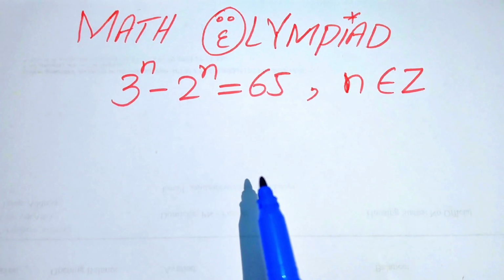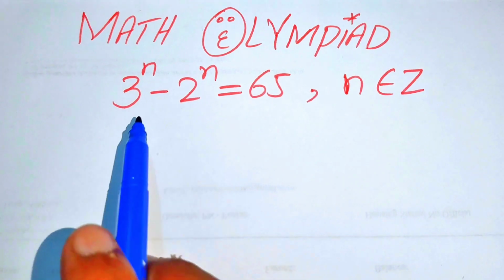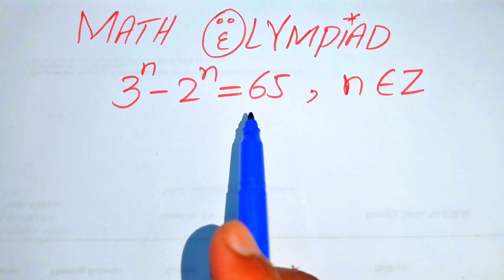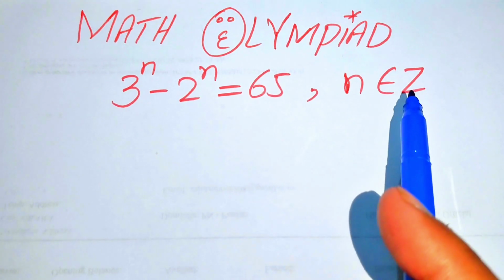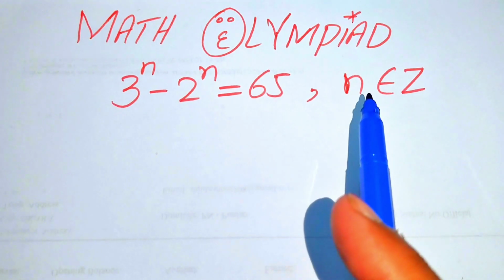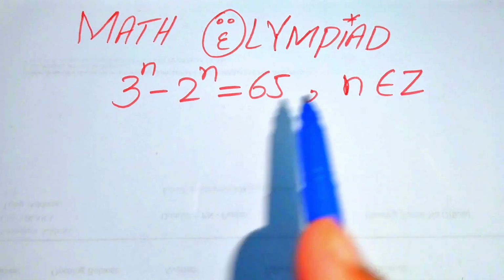Hello everyone, welcome to solve this math Olympiad algebraic problem. Here we have 3 to the power of n minus 2 to the power of n equals 65, and n belongs to Z. It means that our n must be an integer.